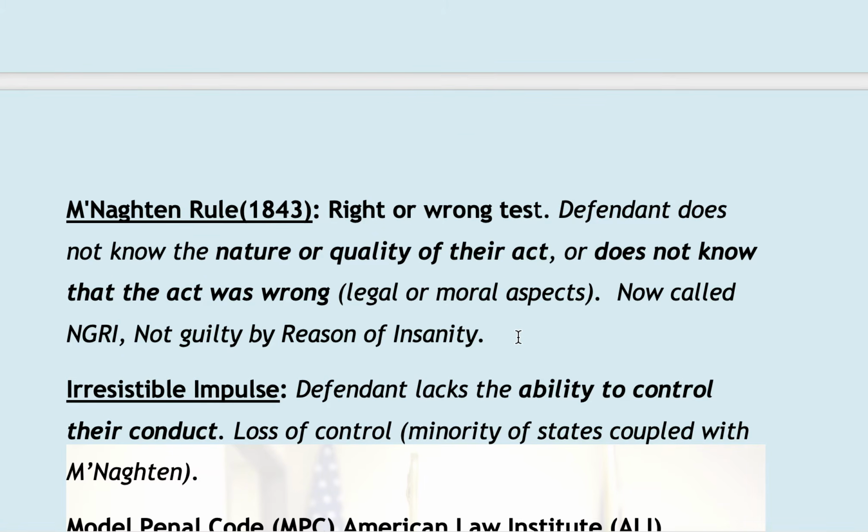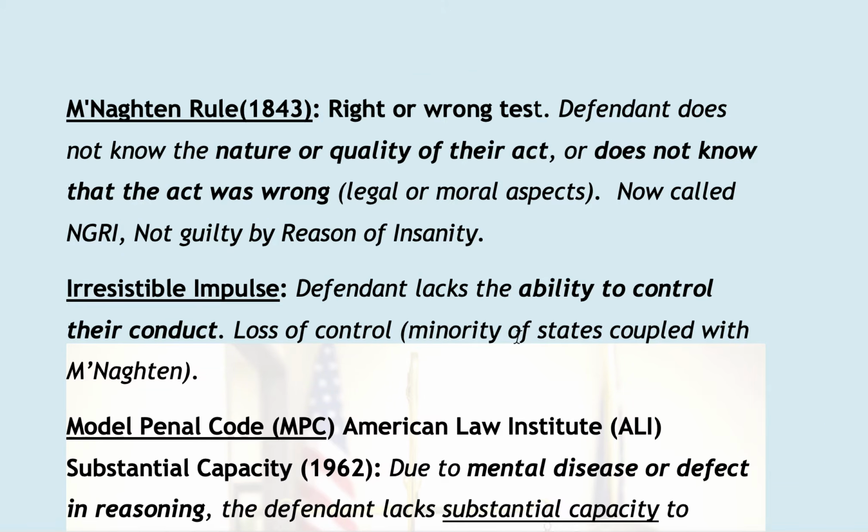So, the McNaughton rule is kind of old. It came out in 1843, and it's a right or wrong test. The defendant does not know the nature or quality of their act, and does not know the act was wrong. So it's the legal and moral aspects. It's now called the not guilty by reason of insanity rule.